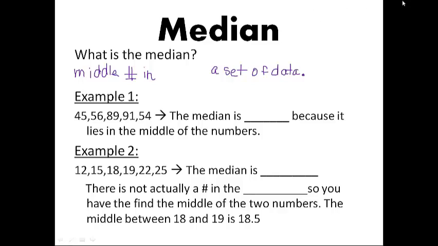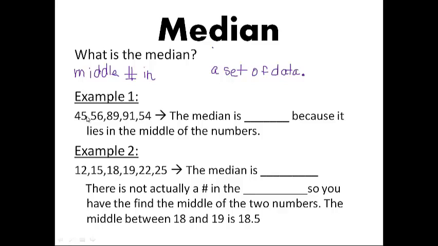First thing we're going to do is jump in and look at an example. So we have a list here looking at example 1. We have 5 numbers in that list. The first number is 45, then 56, then 89, then 91, then 54.